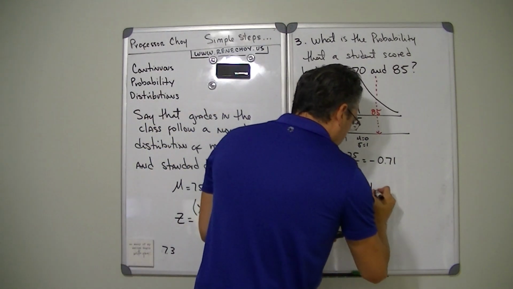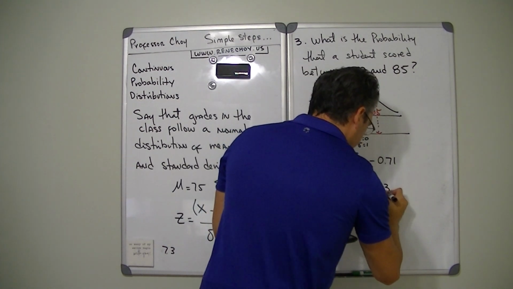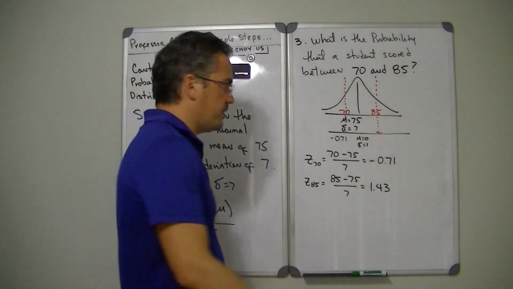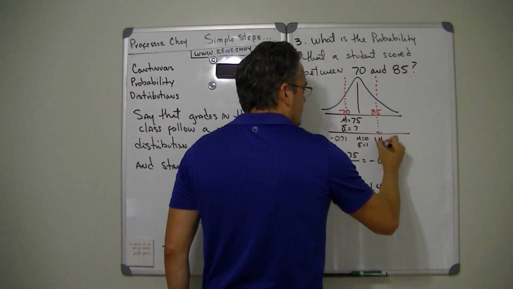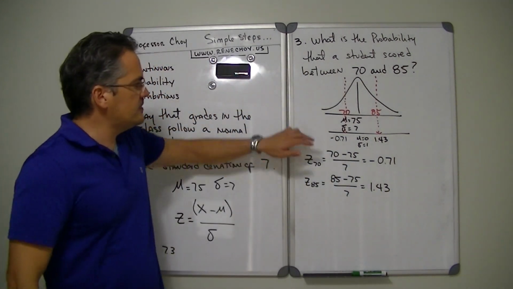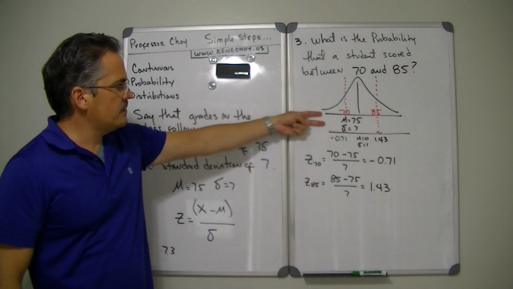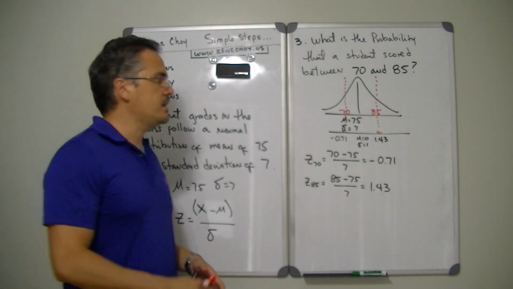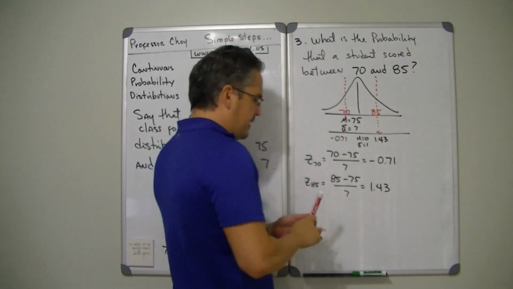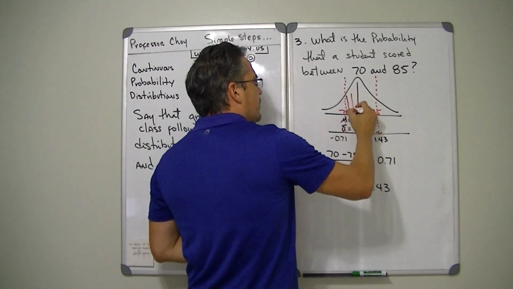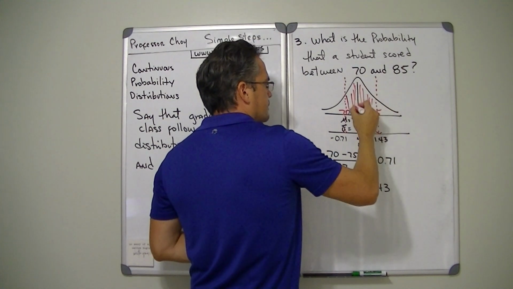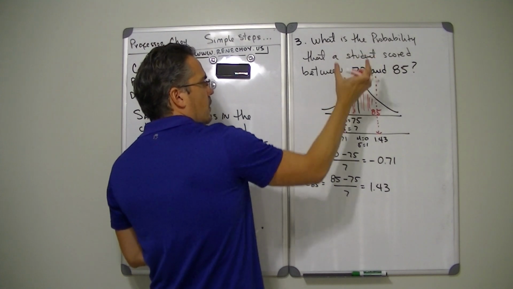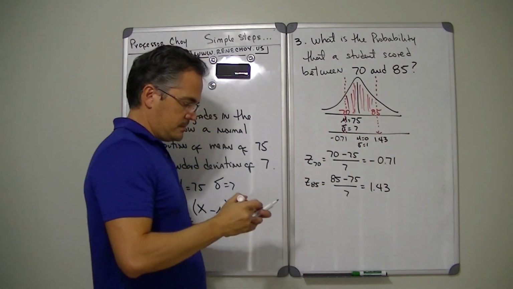I got 1.43. Got to round up on that one. Okay, 1.43. Now this 1.43 is there. So this is my z distribution, this is my normal distribution that I have here. Now to find the probability, they're asking us for the probability of this portion here, because they want to know what's the probability that somebody scored between 70 and 85.